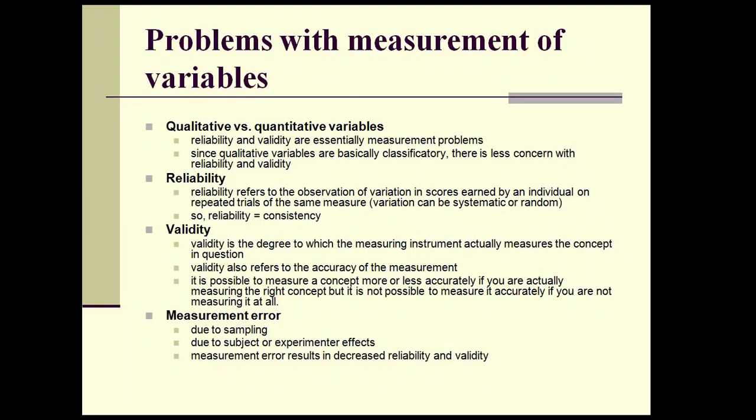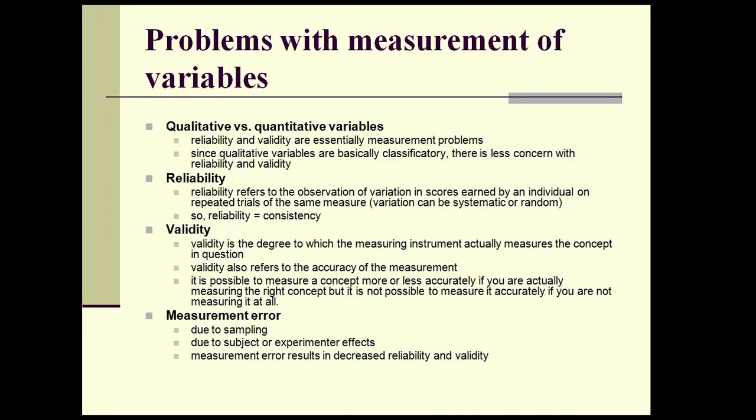Now, what are the problems with the measurement of variables? Firstly, quantitative versus qualitative variables. Reliability and validity are essentially measurement problems here. Since qualitative variables are basically classificatory, there is less concern with reliability and validity. What is reliability? Reliability refers to the observation of variation in scores earned by an individual on repeated trials of the same measure. So reliability is also known as consistency.